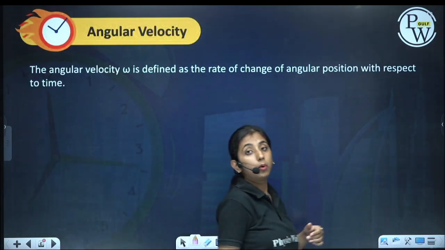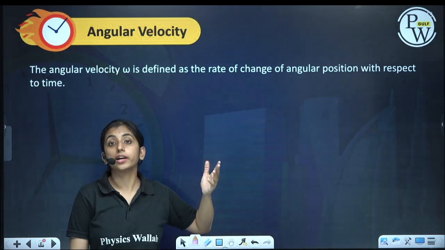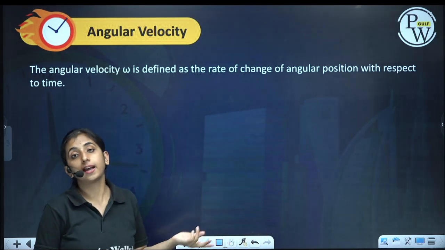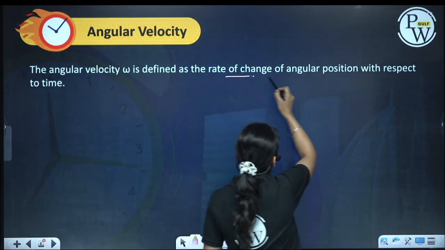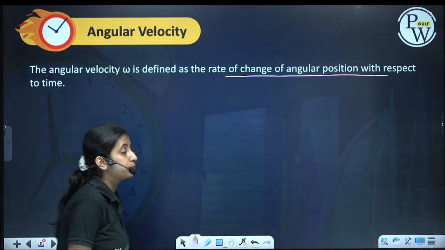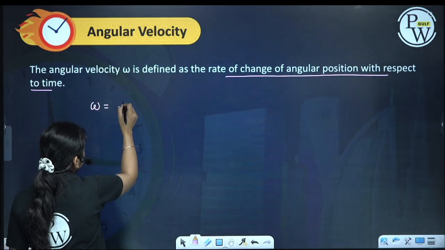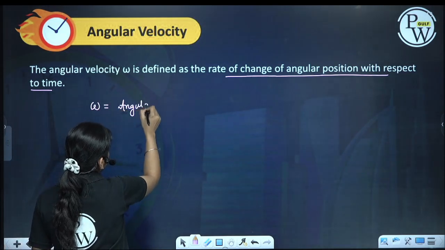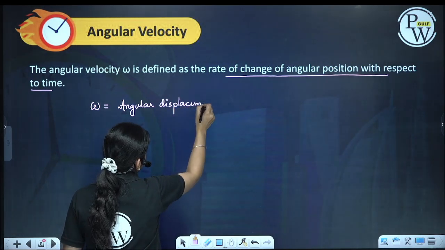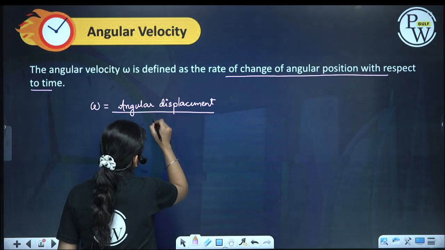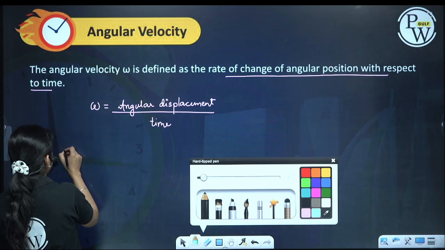Now let's come to angular velocity. The rate at which this angle is changing, the rate at which angular displacement is happening, is called angular velocity. So angular velocity is defined as the rate of change of angular position with respect to time. So omega will be equal to angular displacement divided by time.